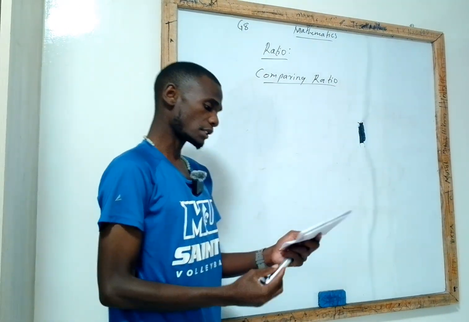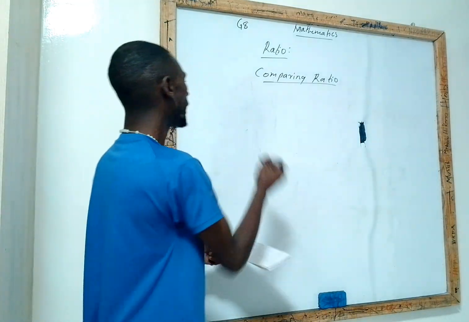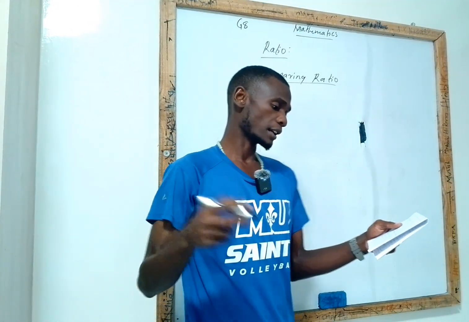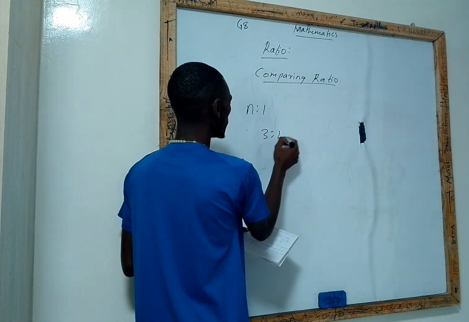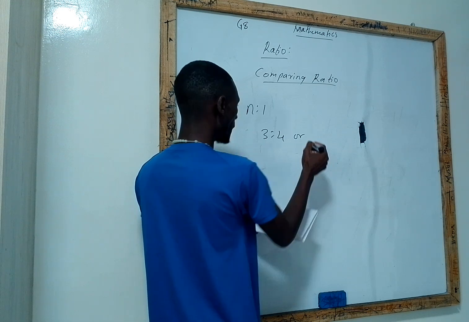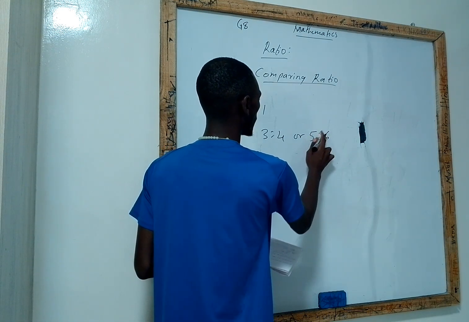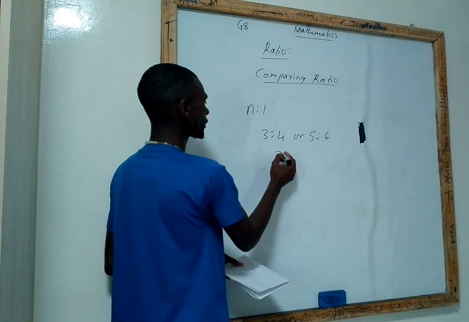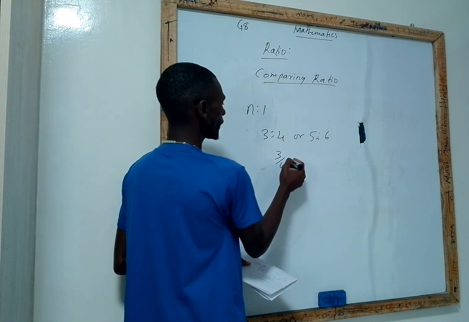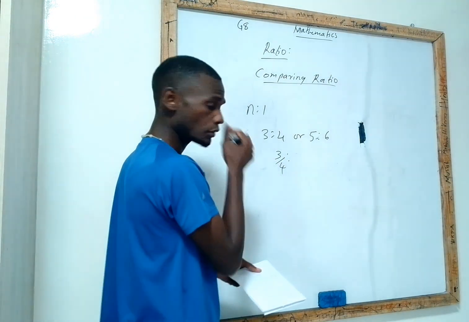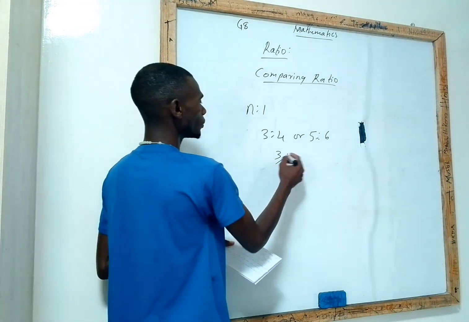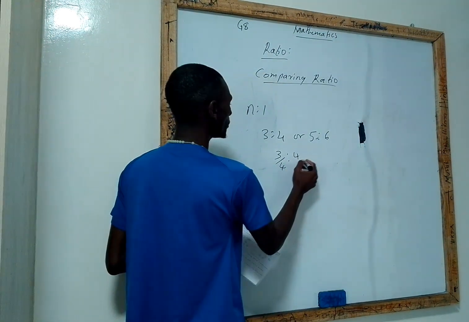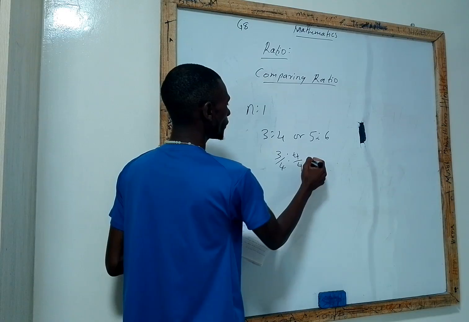We are told to express the following ratios in the form n to ratio 1 and find out which one is greater. So we have 3 to ratio 4 or 5 to ratio 6. Those two ratios, which one is greater? The same thing, put them as a fraction, then using the denominator, if we simplify, we are going to get a 1 whole. So that should be 4 over 4. If you divide both sides by 4, you will get 1.